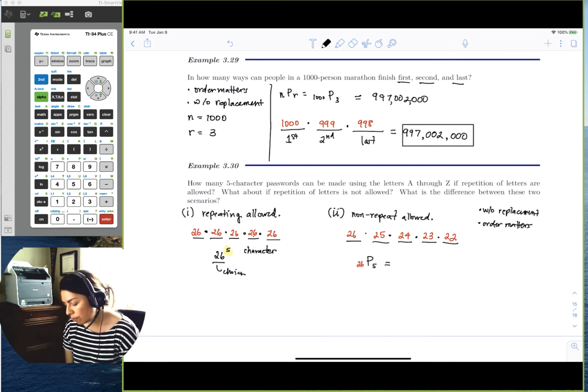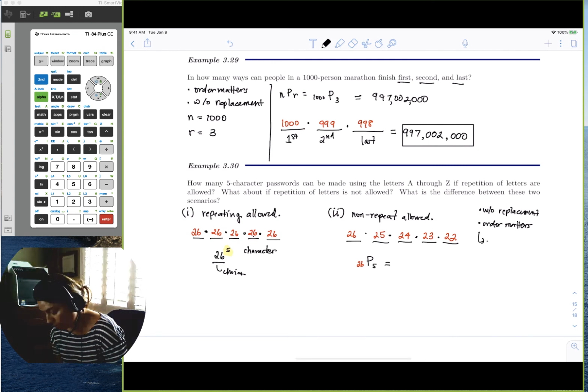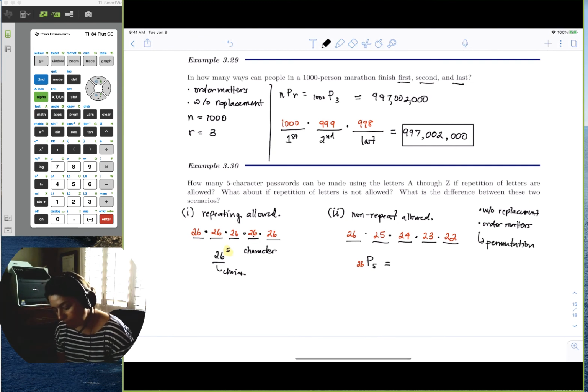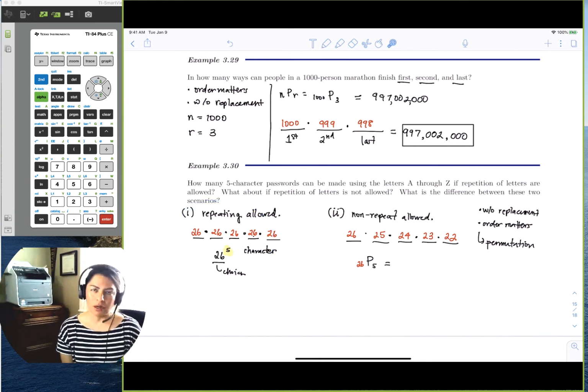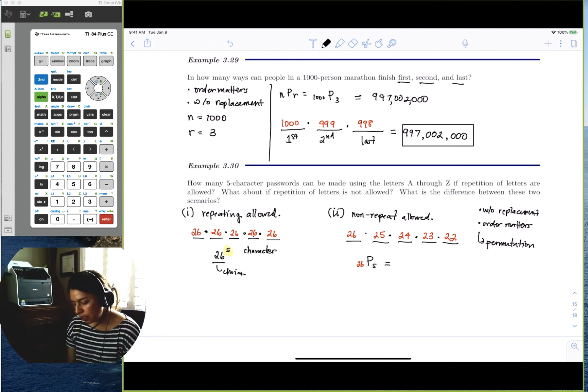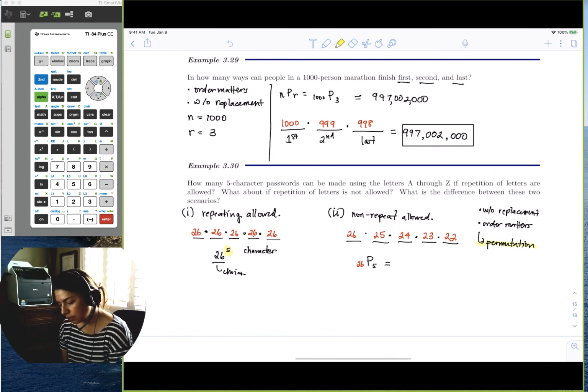So when order matters and you have without replacement, meaning non-repeated characters, it becomes a permutation. Okay? And when repeating is allowed, like over here in the first case, then everything's out the door, right? It has nothing to do with permutations now. It's just counting at that point. Okay, and so the difference is one is a permutation and one isn't.